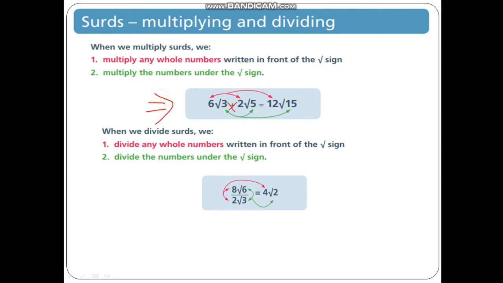Fine. You can see in this example, we have two surds, 6 under root 3 and 2 under root 5. Here we have to multiply surd one's coefficient with surd two's coefficient, like 6 multiplied by 2. The coefficients will be multiplied with the coefficients, the surds will be multiplied with the surds, like 3 multiplied by 5, so 12 under root 15.